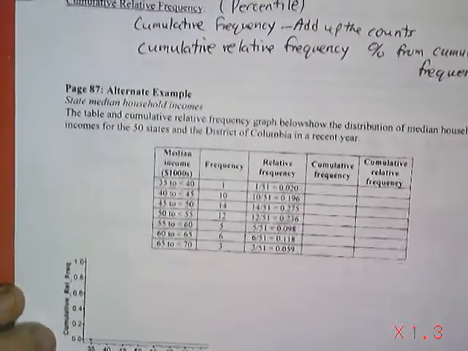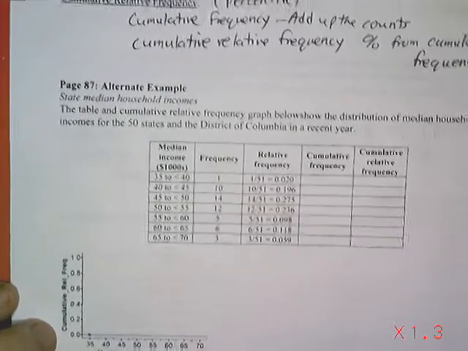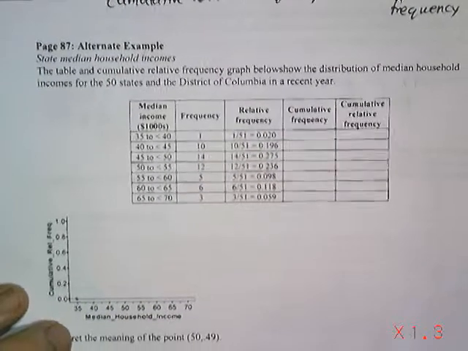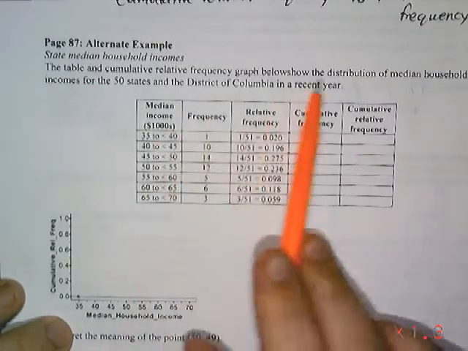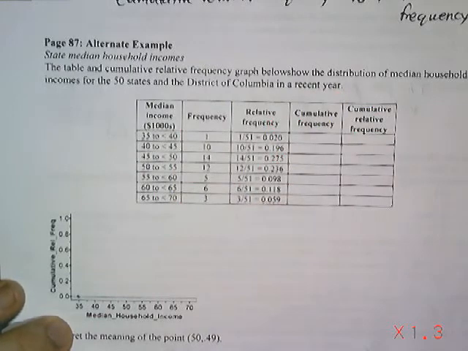Now we have 14 more. So 11 plus 14 is 25. So 25 out of 51 should be a little less than half, and indeed it's 0.49. So 49% of the observations were less than 50,000. Almost half of the states had a median income that was less than 50,000.